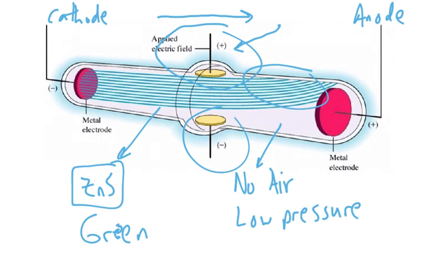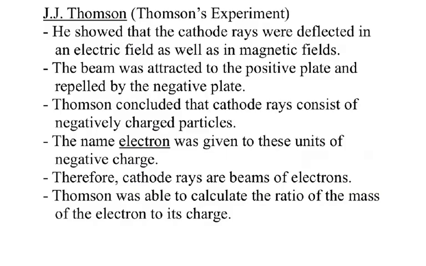And the conclusion to this is, notice it's deflecting towards the positive plate. That means that the beam over here must be made of some negative character. In fact, I'm going to give you a summary as to his conclusion when he manipulated this beam. You see, J.J. Thomson was able to show that the cathode rays were deflected in an electrical field as well as in a magnetic field.